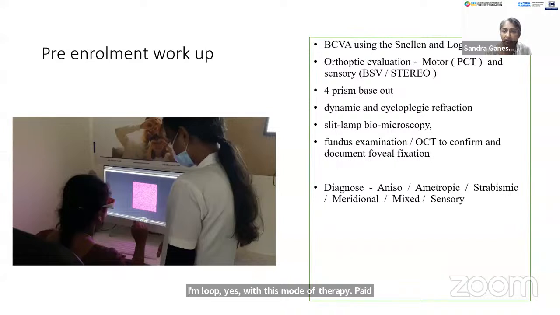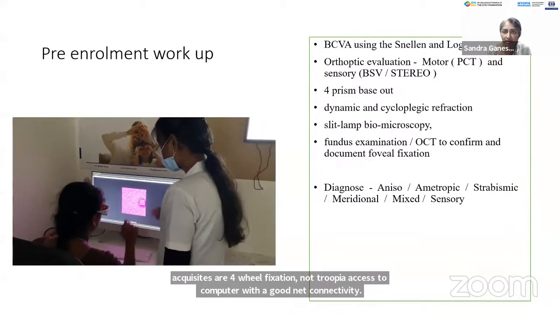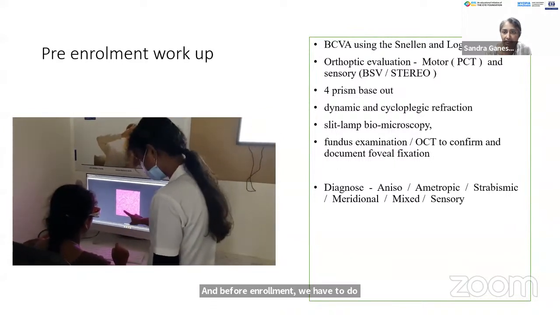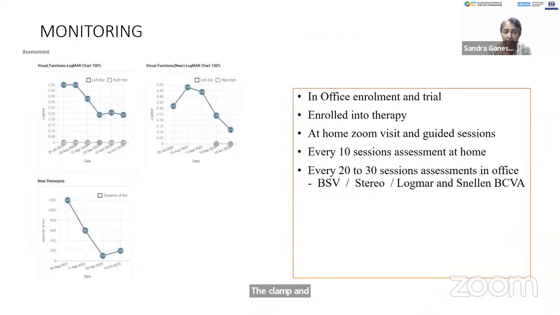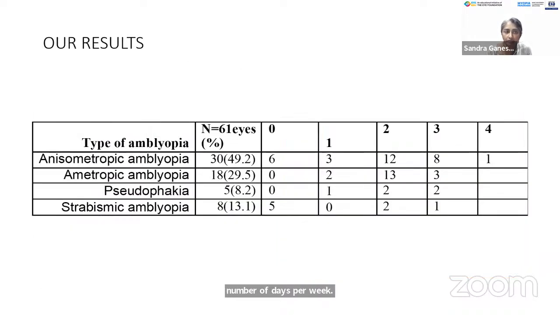Before enrollment, we have to do the Snellen and LogMAR acuity, 4-prism base out test, slit lamp, and fundus and OCT to document foveal fixation. And we can also monitor the way the kids are doing the therapy, as you can get all these graphs where you can note the sessions, whether they're doing the requisite number, requisite time, and requisite number of days per week. Every 20 sessions or so, we document back in the clinic to document the improvement. So we have noted a good improvement.